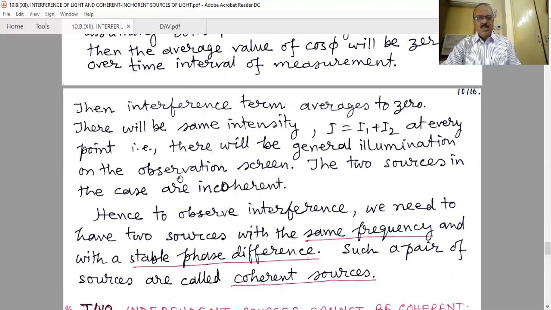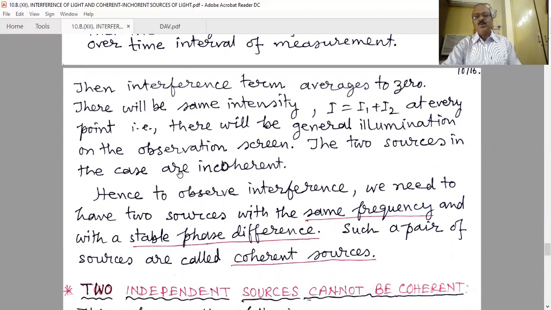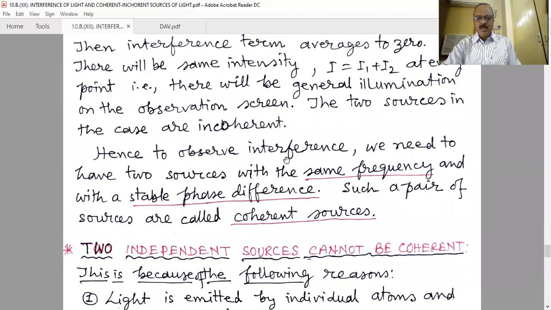The two sources in this case are incoherent. Hence, to observe interference, we need sources with the same frequency and a stable phase difference. Obviously, light must come continuously from the two sources, otherwise we cannot observe anything. Light should come continuously from two sources of the same frequency with a stable phase difference. Then we can get sustained interference. Such a pair of sources is known as coherent sources.